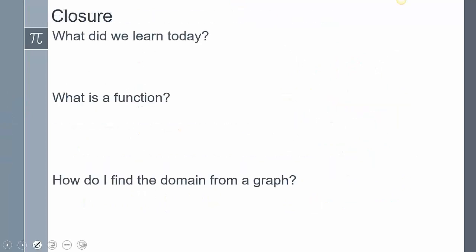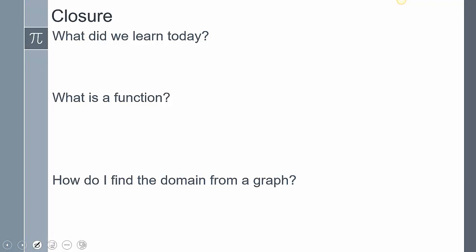In closing today's lesson, what did we learn today? Well, we talked about what a function is and how a relation is a function. And we also took a look at the domain and range, and how to find the domain and what the domain is, and how to find the range and what the range is of a function.